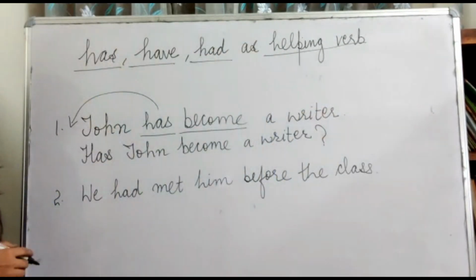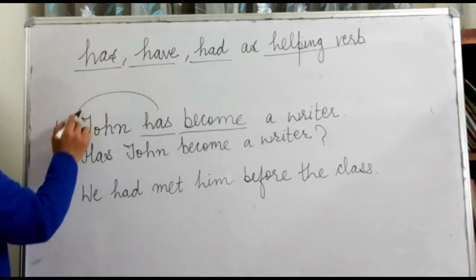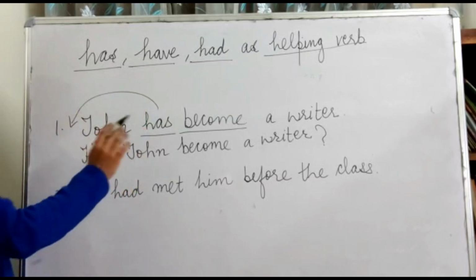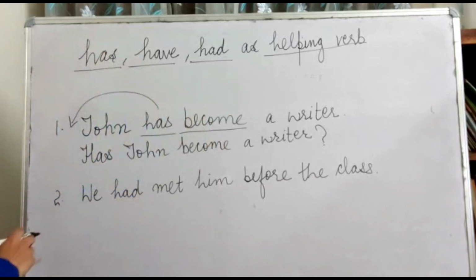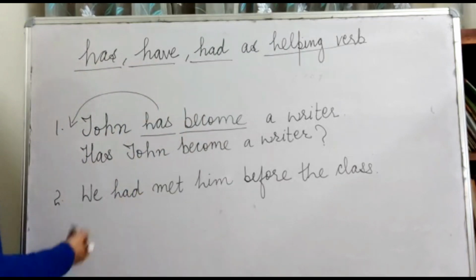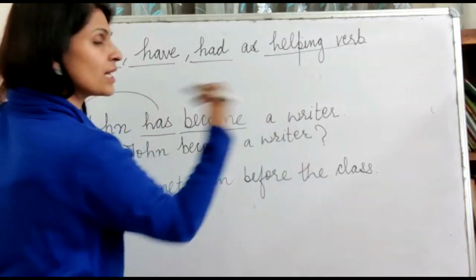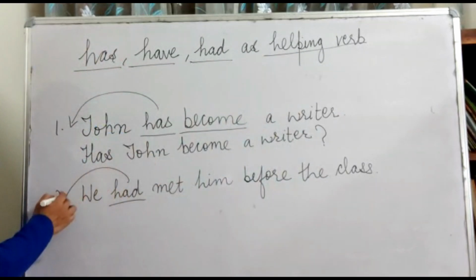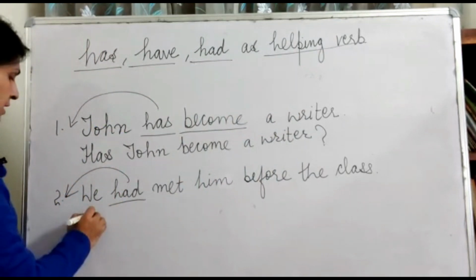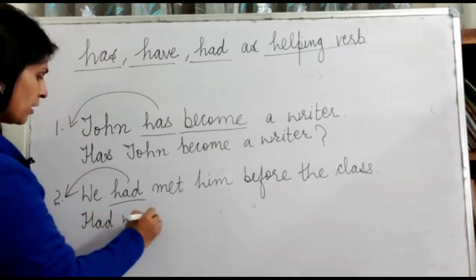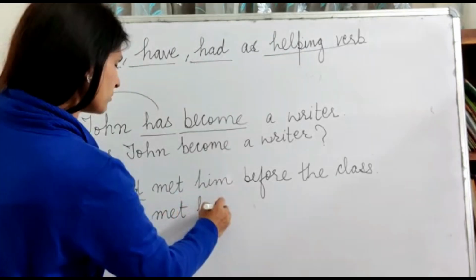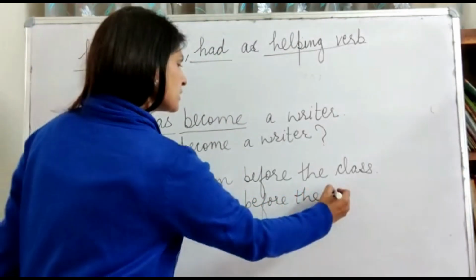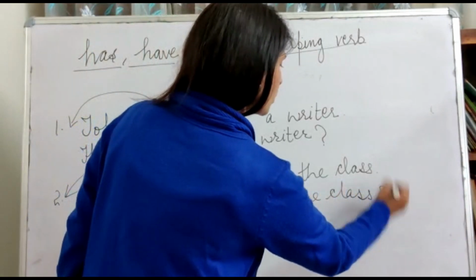And then the question mark. We have brought the has verb before the subject. Then we have the subject, and then we have the main verb. Now let's come to the next sentence. We had met him before the class. So how should we change it? We should bring had before the subject. Had we met him before the class, and then the question mark.